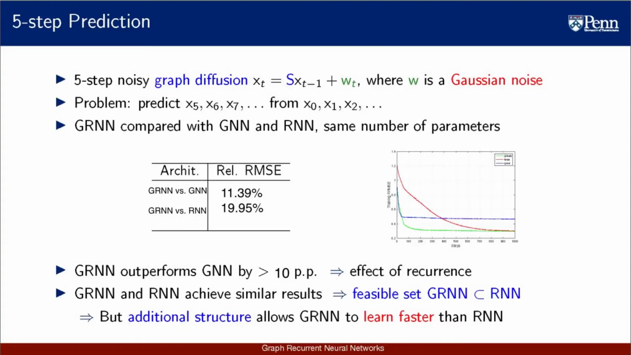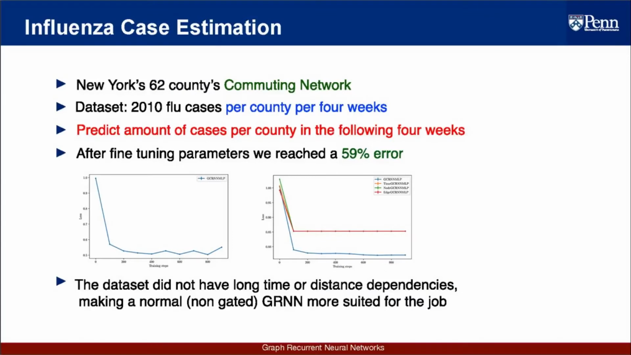This is expected as the GRNN leverages both the time and the graph structure of the data in the learning process, unlike the GNN, which only takes the graph topology into account, and the RNN, which only takes the sequential structure into account. The main experiment consisted of predicting flu cases on a transportation network based on a commuter traffic network connecting the 62 counties in New York and on the flu cases registered in 2010.